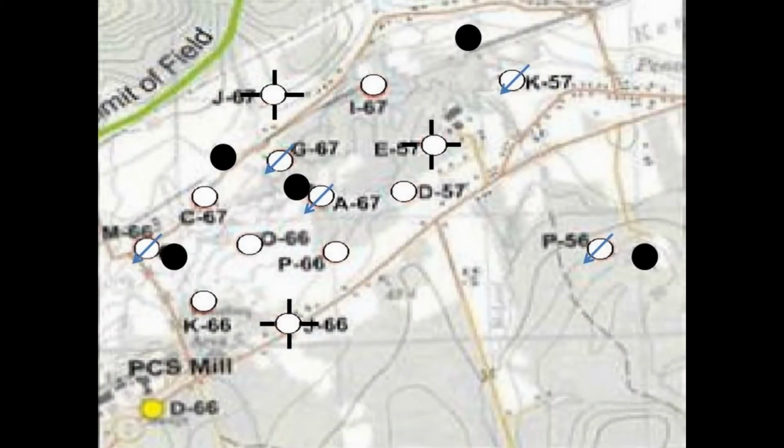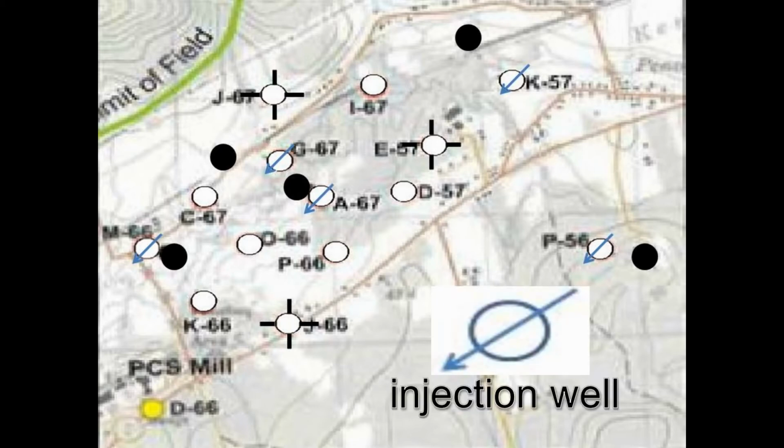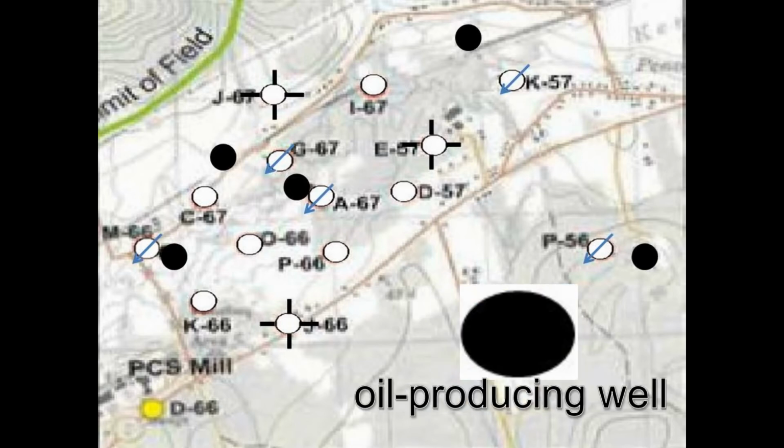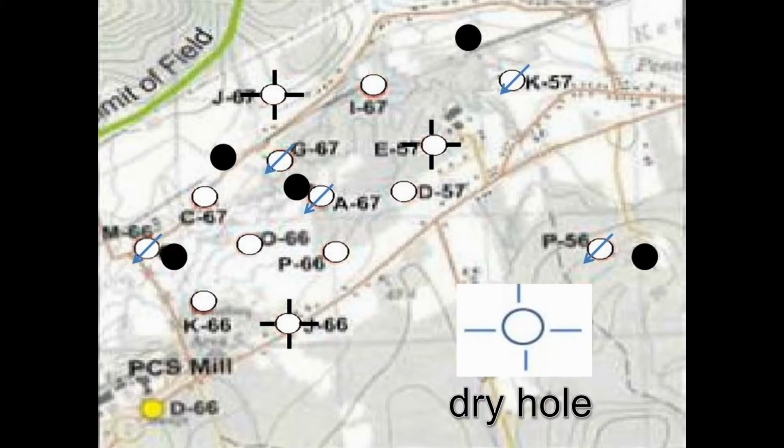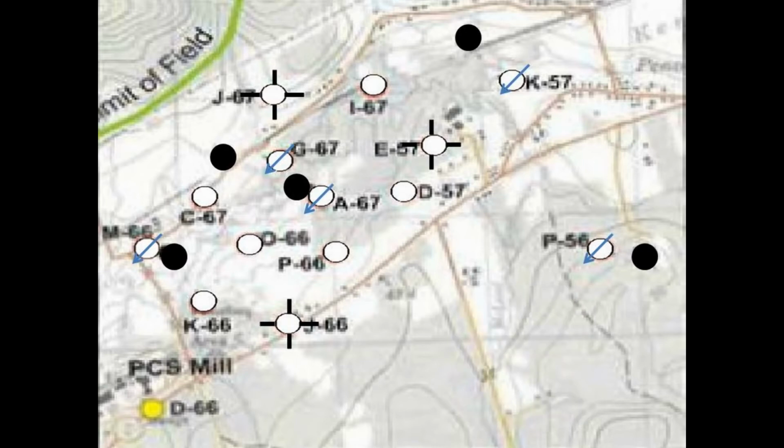Now please look at this illustration. To help you better understand, let me first explain some of the symbols that are used on these field maps. An empty circle with an arrow through it is the symbol for an injection well. A black circle symbolizes an oil-producing well. An empty circle represents a future well that will be drilled. And an empty circle with 4 lines surrounding it shows a dry hole. Please learn the meaning of these symbols.